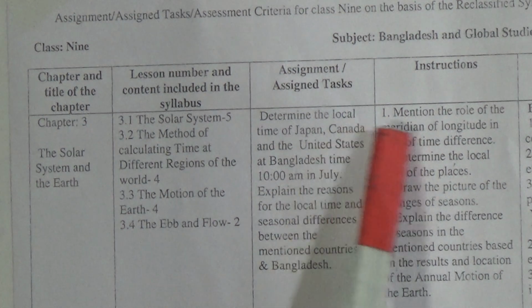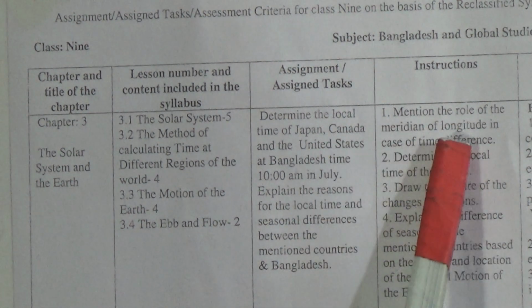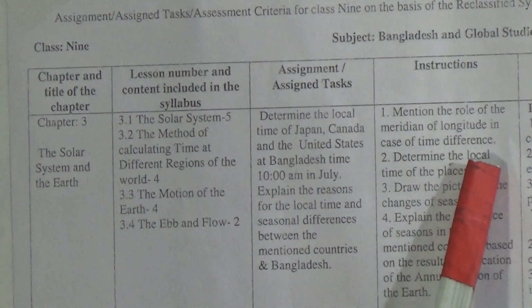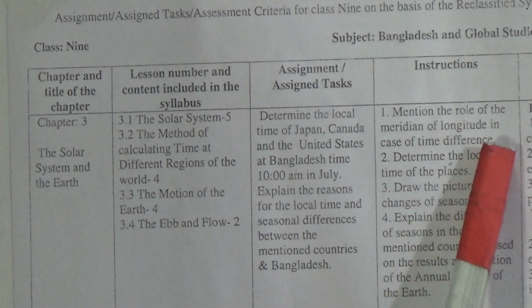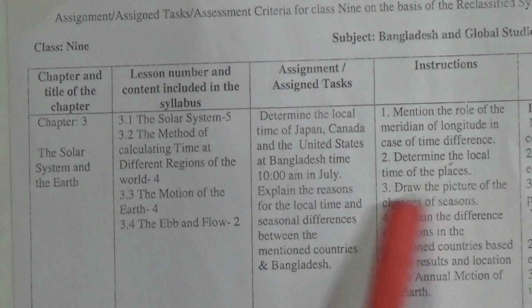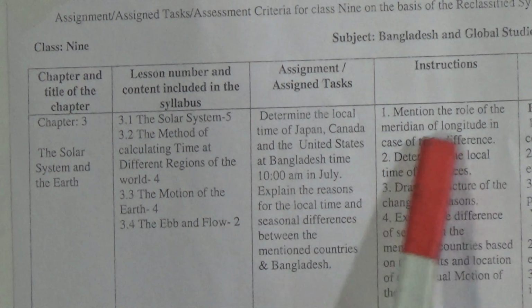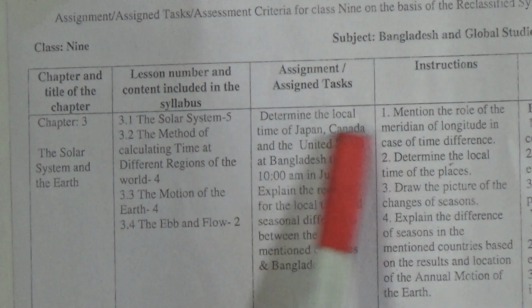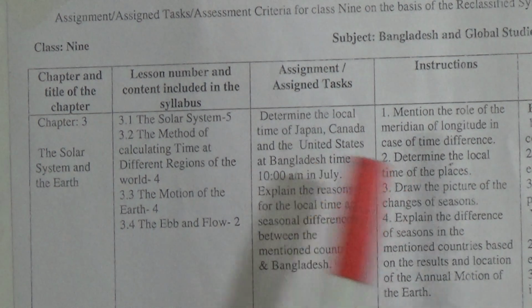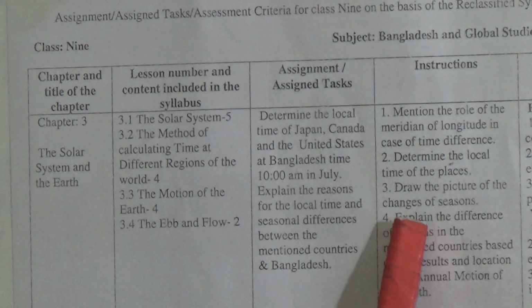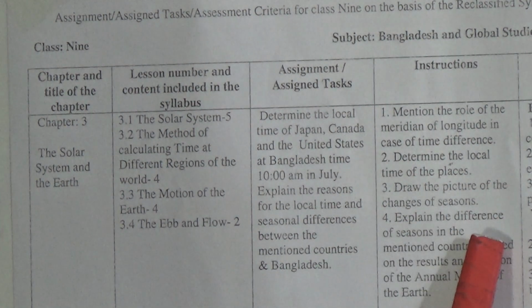So, the first one is to mention the role of the meridian of longitude in case of time difference. Why is the time different from place to place? We have to mention the role of the meridian of longitude. Number 2, determine the local time of the places, that means the local time of Japan, Canada and the United States. And in number 3, we have to draw the picture of the changes of season, which you can pick from the book.